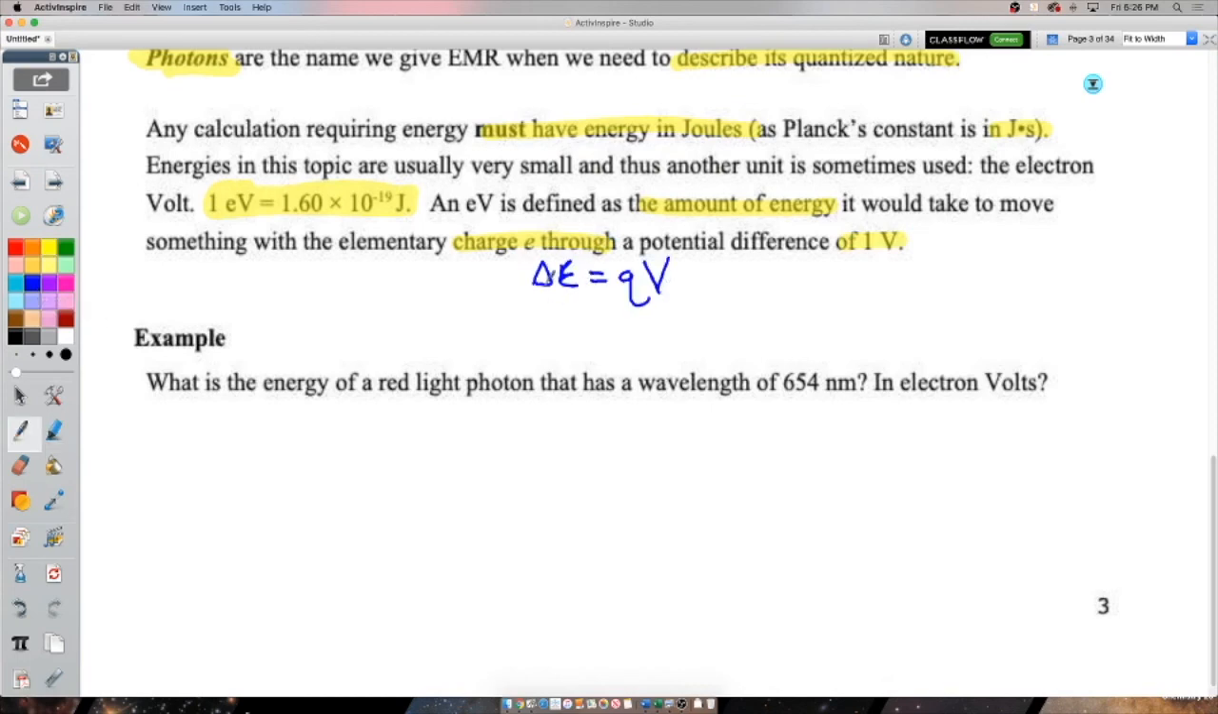So the amount of energy in electron volts, if you have the charge of 1 electron, 1.6 times 10 to the negative 19 coulombs, and you're moving it through a potential difference of 1 volt, of course, an electron volt then is defined as 1.6 times 10 to the negative 19 joules.